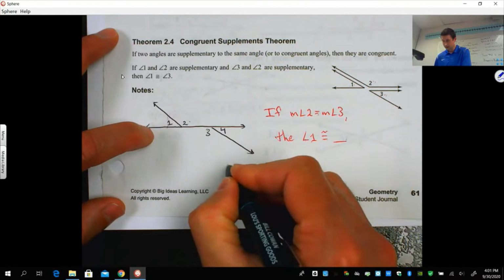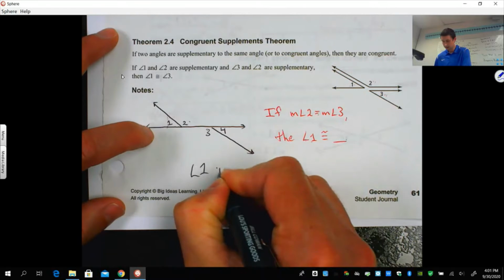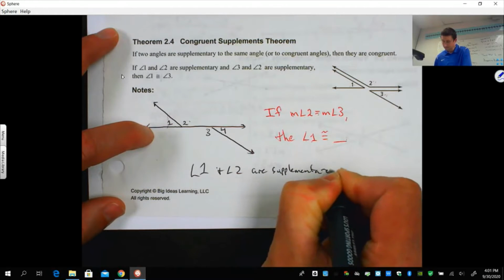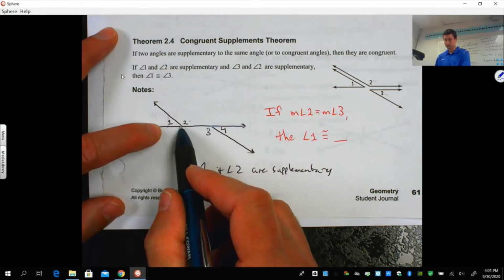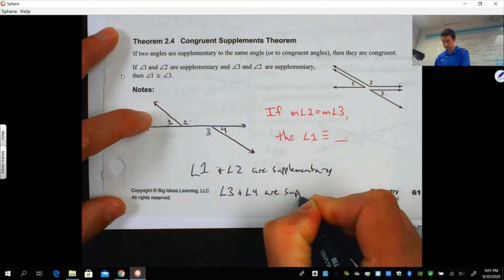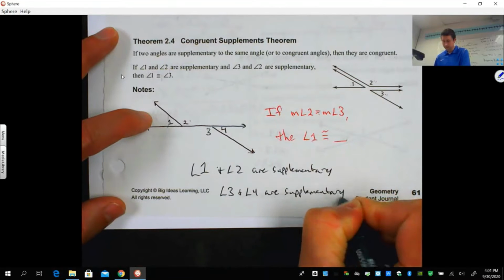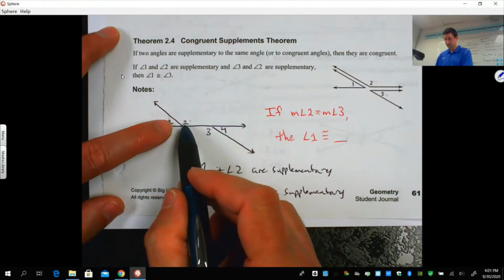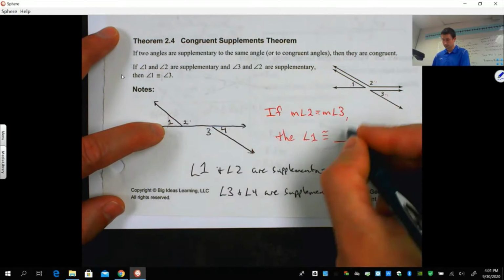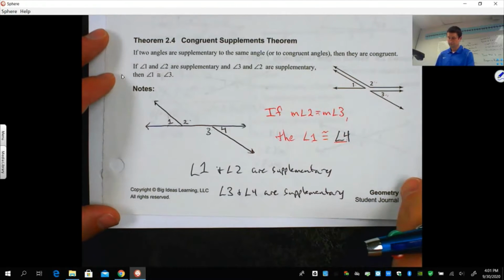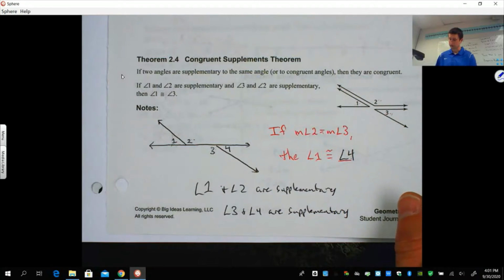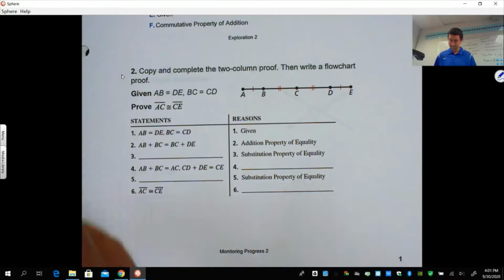we know that angle 1 and angle 2 are supplementary, because they form what we call a linear pair. We know angle 3 and angle 4 are supplementary, because they form a linear pair. So if angle 1 is supplementary to congruent angles, it has to equal angle 4. It's the only one left there. Okay, so congruent supplements theorems. Two angles, if they're congruent to the same angle or to congruent angles, they themselves are congruent.